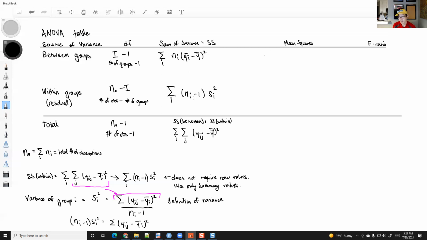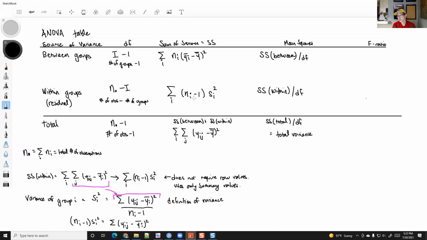The mean squares, okay? This is always the sum of squares divided by the degrees of freedom. So we're going to do sum of squares between divided by the degrees of freedom for between. And here we have the sum of squares within divided by the degrees of freedom. And here, if you do the sum of squares total divided by the degrees of freedom, this is just equal to the total variance. This is the total sum of squares divided by the number of observations minus 1. That's just your total variance.